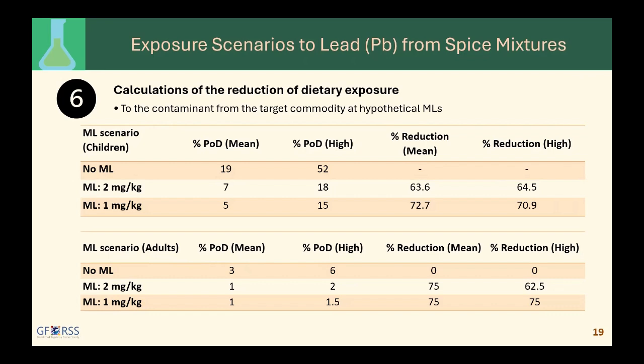My rejection rates, when I go down, are going up from 2.9% to 5.1%. I'm rejecting more, but I'm protecting my consumers, whether children or adults, more. Look at the situation between adults and children. For the adults, we do not have an issue. Even with no ML, my percentage is 3% out of the POD. So it's not an issue here.